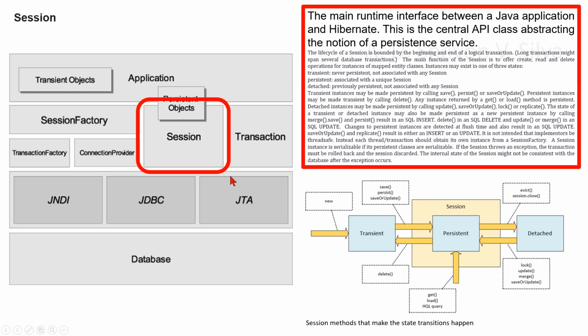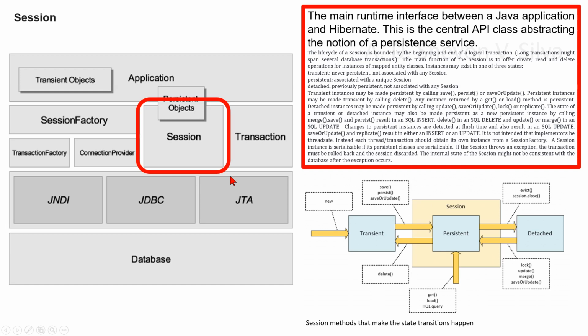Save and persist methods result in an SQL insert, delete method in an SQL delete, and update method or merge method in an SQL update. Changes to persistent instances are detected at flush time and also result in an SQL update. SaveOrUpdate method and replicate method result in either an insert or an update.